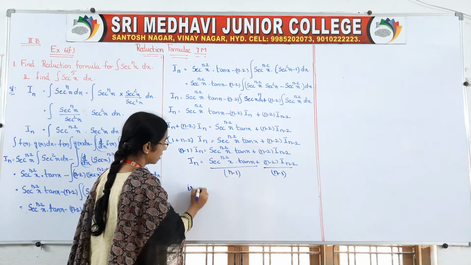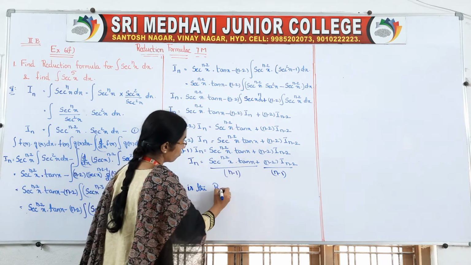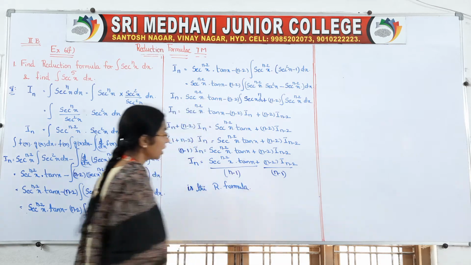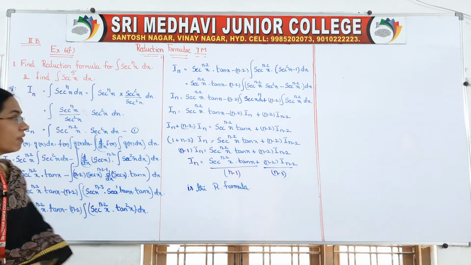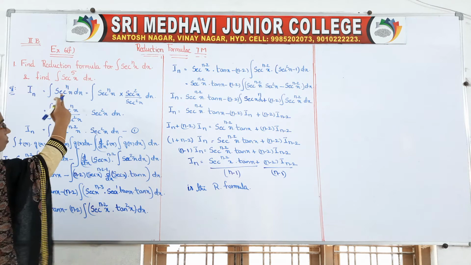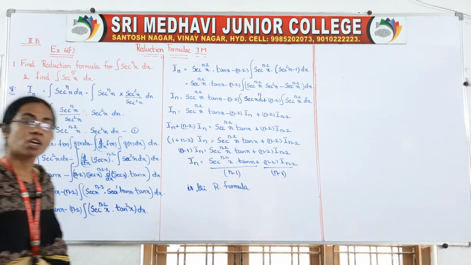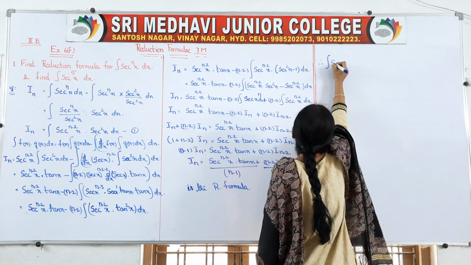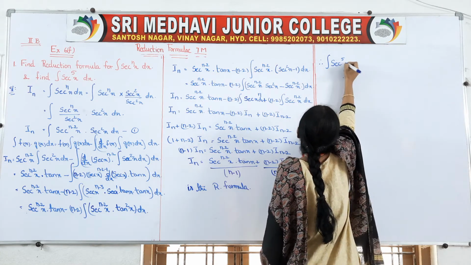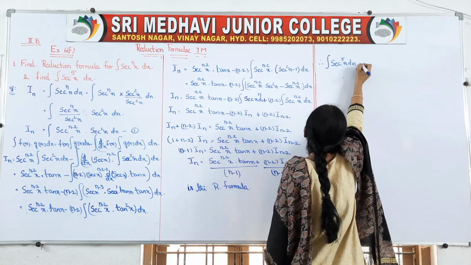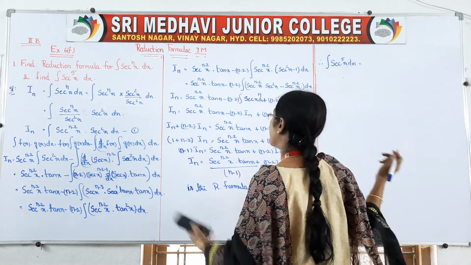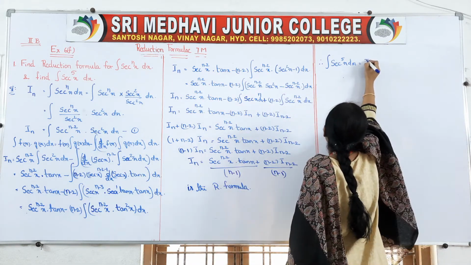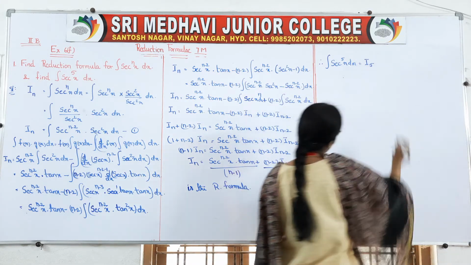So this is the reduction formula. By using this formula we can find our required values. Here the question is, find the integral of secant to the power of 5x. So integral secant to the power of 5x dx. In is secant to the power of nx dx. Secant to the power of 5 means we have to find I5.